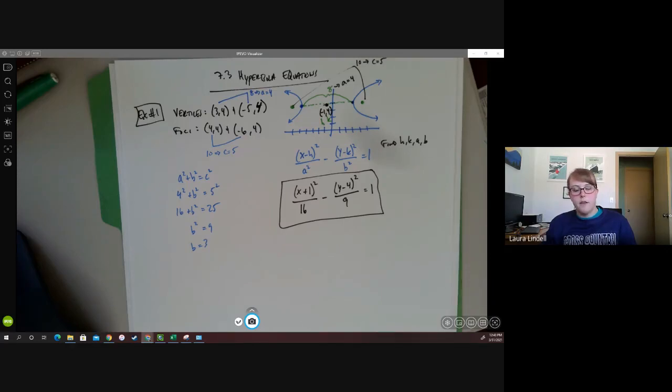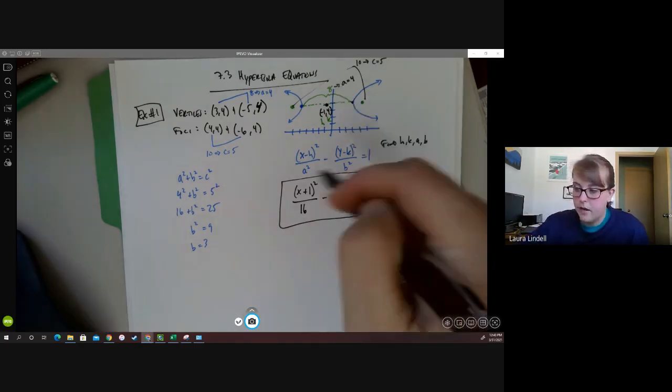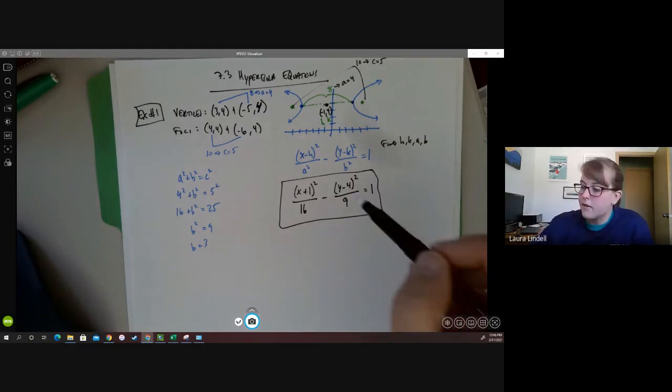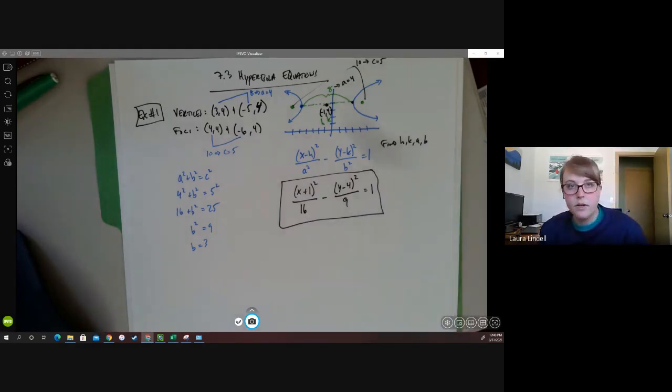Okay. And once you find your B value and your H, K, A, and B, all of those, you could, if you wanted to, find the asymptote equations and graph those to make your graph of the hyperbola a little bit more accurate. But on this sort of a question, we would typically only be asked to find the equation. So we're good to go.